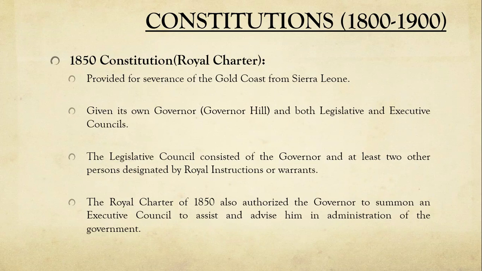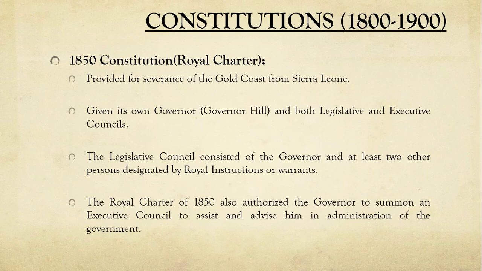And it also established a separate governor for the Gold Coast. And the first governor from that is the Governor Hill, who also had at his disposal legislative and executive council. So the legislative council and that constitution consisted of the governor and at least two other persons designated by royal instructions or warrants.